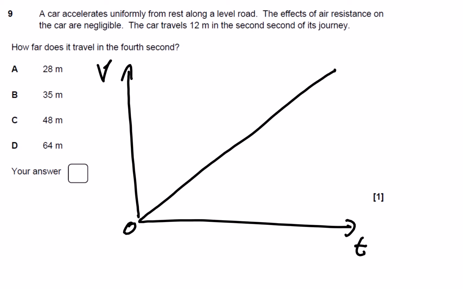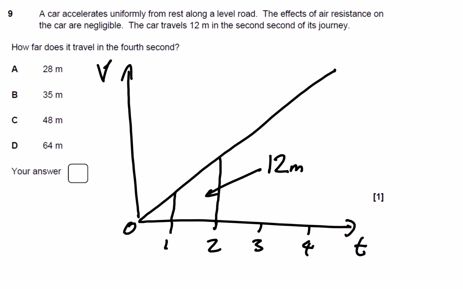And it's telling me that in my second, I wanted that to be a 1. That's going to be my second, that's going to be my third, and that's going to be my 4th second. So 1, 2, 3 and 4. And what it's telling me in the question is that the car travels 12 metres in the second of its journey.